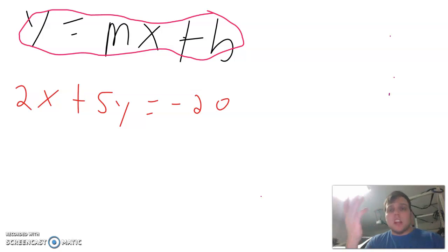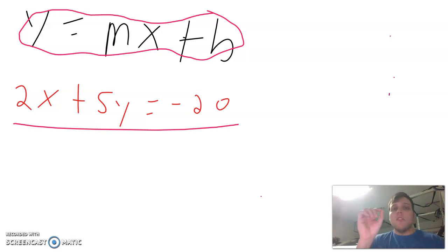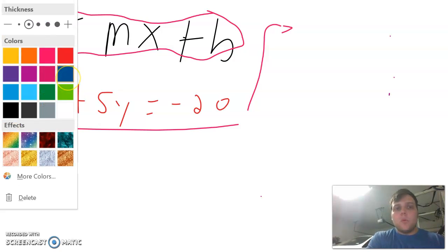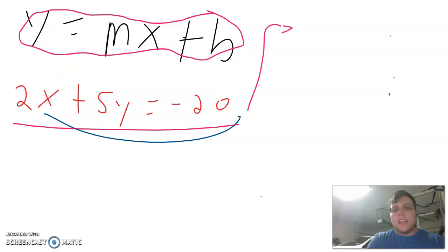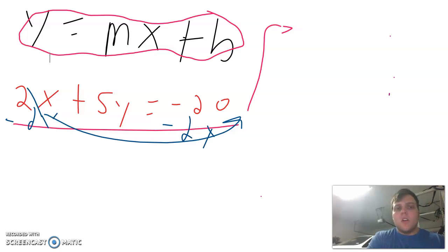What most teachers tell their students to do from here is to solve the equation 2x plus 5y equals negative 20 for y first. In order to maintain some space, we're going to do that right up here. To solve for y, we want to get this 2x over to the other side first. It's a positive 2x right now, so I need to subtract 2x from both sides, and those will cancel.